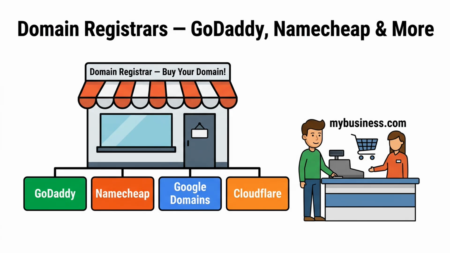Now, if you want to own a domain name like mybusiness.com, you go to what's called a domain registrar. Companies like GoDaddy, Namecheap, or Google Domains. These are accredited by ICANN to sell domain names to the public. When you buy a domain, the registrar records your ownership with the registry, like Verisign for .com, and you get to use that domain name for as long as you keep paying for it.